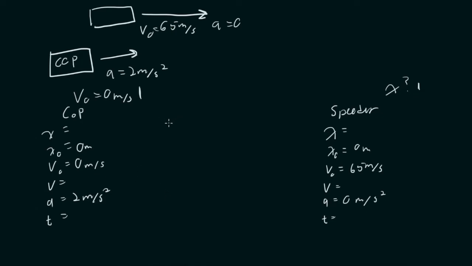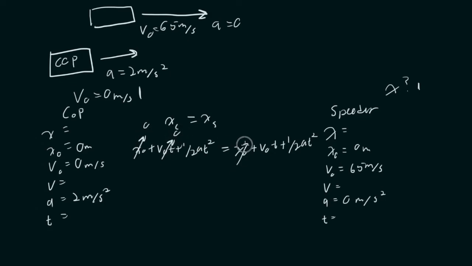So let's set up our problem. We've got the final displacement of the cop will be equal to the final displacement of the speeder. And so we can set up both of these formulas. x0 plus v0 t plus 1/2 at squared equals x0 plus v0 t plus 1/2 at squared. We just set these equal to each other, get rid of our zeros.